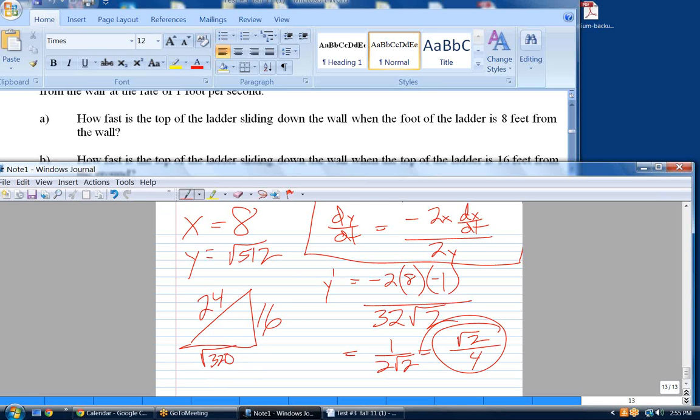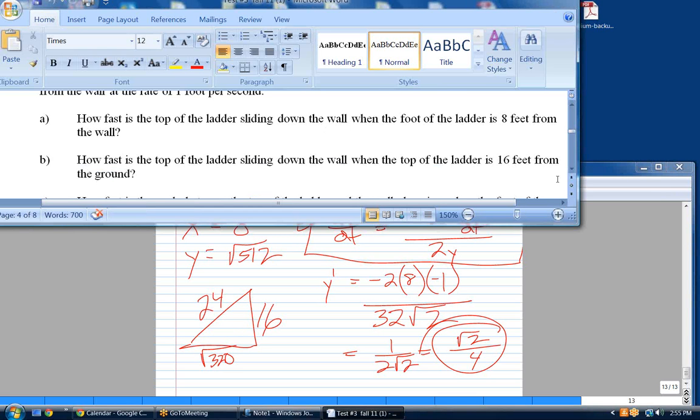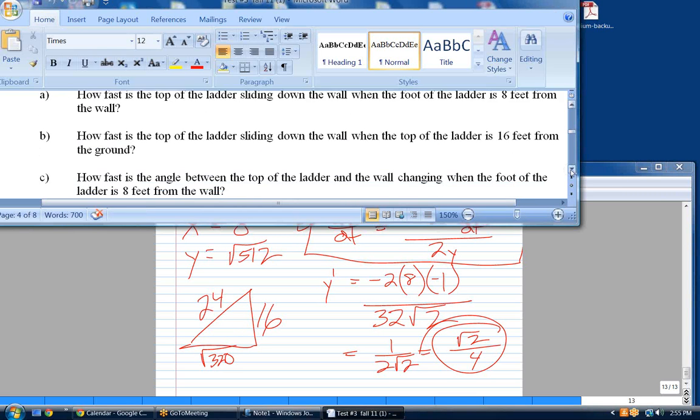So we go back into this equation right there, and we figure out what it is with x being square root of 320, dx/dt being 1, and y being 16. That makes sense. I can do that. Okay. Let's see if we can finish up this problem.